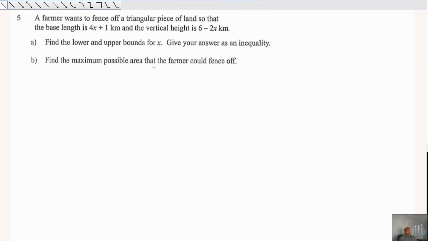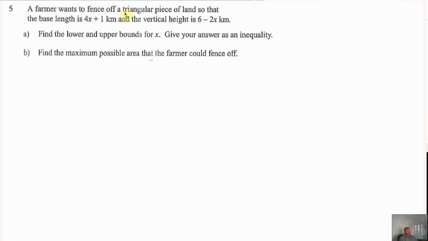Okay, question 5, it says a farmer wants to fence off a triangular piece of land, so the base length is 4x plus 1 kilometers, and the vertical height is 6 minus 2x kilometers. Okay, we need to first find the upper and lower bounds for x and give our answer as an inequality.